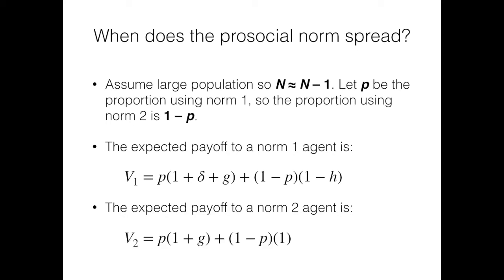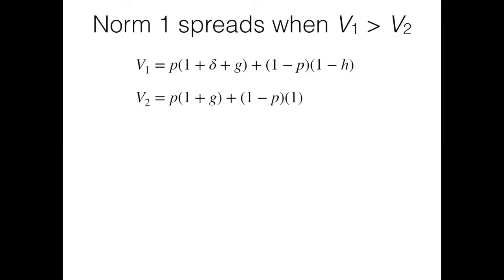The expected payoff to a norm 2 agent is calculated similarly. Proportion p of the time it interacts with the norm 1 agent, and it gets that nice prosocial benefit, and then proportion 1 minus p it interacts with another norm 2 agent, and it just gets the regular baseline. So note that both agents do better when they interact with norm 1 agents. When is norm 1 going to spread? It's going to spread when the payoff to a norm 1 agent is greater than the payoff to a norm 2 agent on average. And I've just rewritten the payoffs here again.